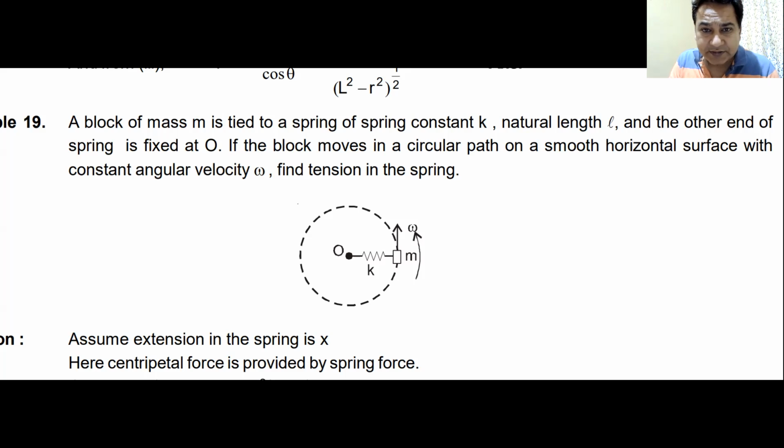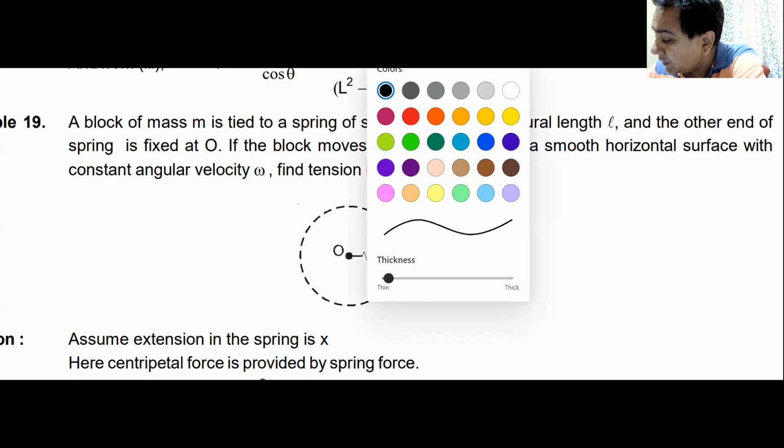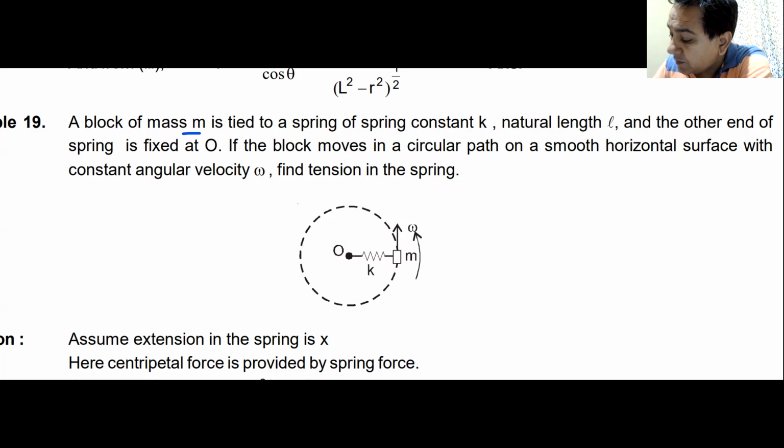A block of mass m. Let me also mark it on this sheet by my blue pen so that we can continue on the same thing. A block of mass m is attached to a spring of spring constant k, natural length L. The natural length of the spring is L. The other end of the spring is fixed at O. Block moves on a circular path, smooth horizontal surface, constant angular velocity omega.